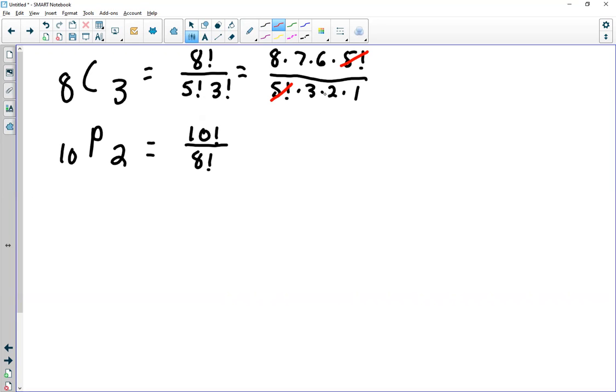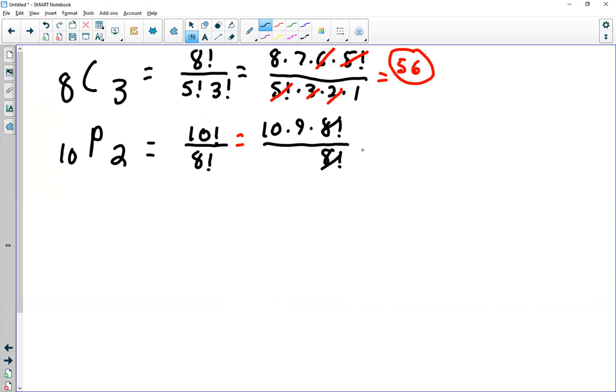Yeah, I'm fine. So 3 times 2 is 6, so I could cross that out, which means this is just 8 times 7, which is 56. And this one is going to be 10 times 9 times 8 factorial over 8 factorial. The 8's cross out, so it's just 10 times 9, which is 90. Again, if you want to do it on your calculator, you're totally free to. These are basically gimmes, okay?